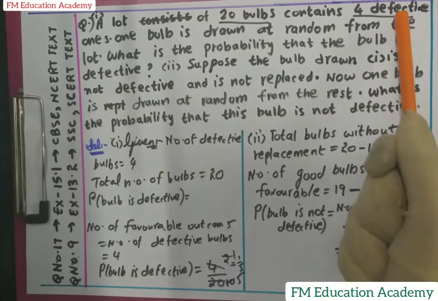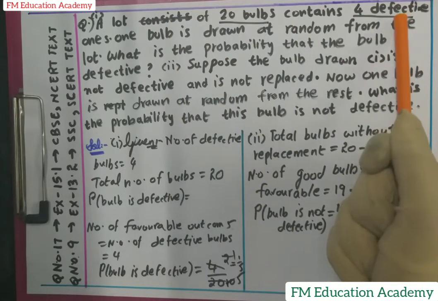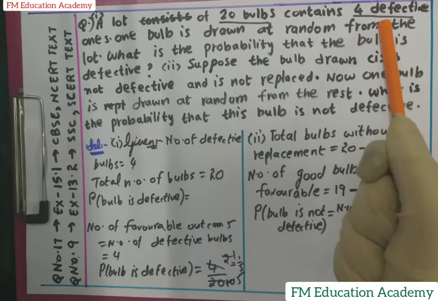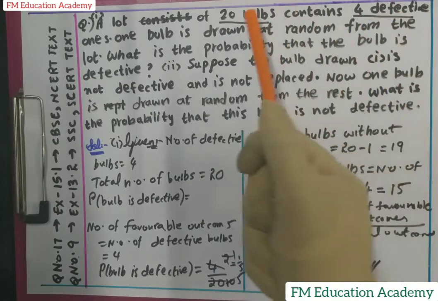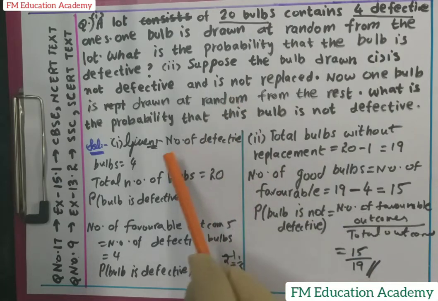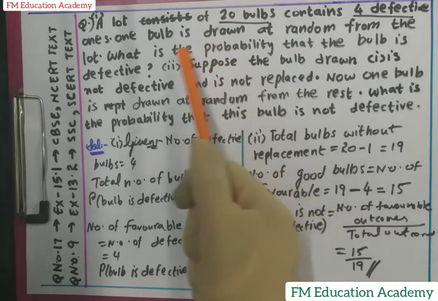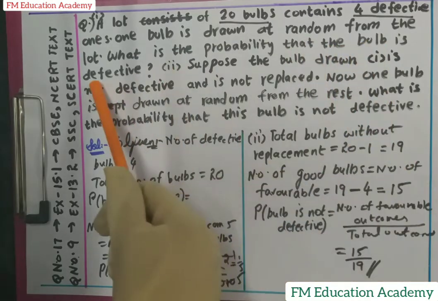4 defective bulbs means 4 are not in working condition. That is, 4 are not conducting electricity. That is, they have some error in them. That is called defective. So out of 20 bulbs, 4 are defective bulbs. So I'll write here: number of defective bulbs is 4. Right. Now it is asking me first, what is the probability that the bulb is defective?